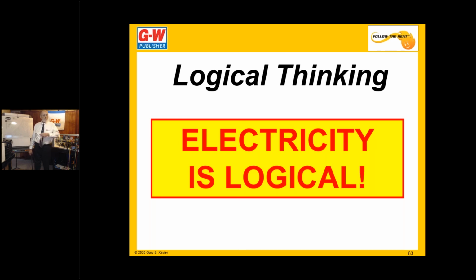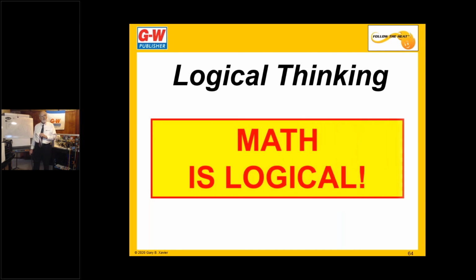Circuitry, series circuits, parallel circuits, combination circuits, contactors and relays and thermostats and motor starters, all these different things, capacitors and transformers. We have to think about all these things. It's all part of troubleshooting, but electricity is logical. That's number one. And number two, the other thing we have to deal with all the time that's also logical is math.